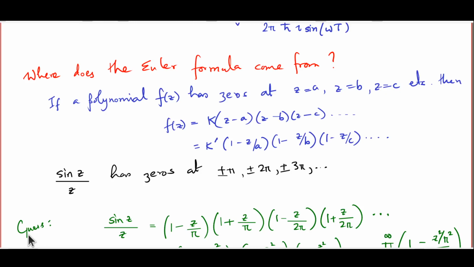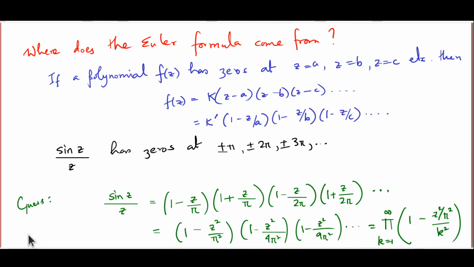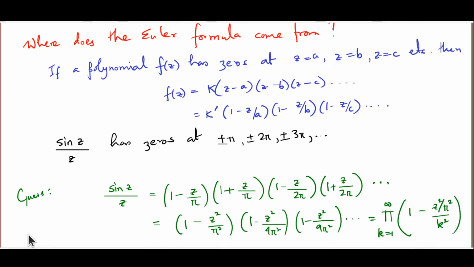So the constant k prime has to be 1. And this gives rise to Euler's result that you can write sine z by z as an infinite product, and he preferred to couple the 1 minus z by pi, 1 plus z by pi and similar terms together and wrote them as 1 minus z square by pi square times 1 minus z square by 4 pi square times 1 minus z square by 9 pi square and so on.